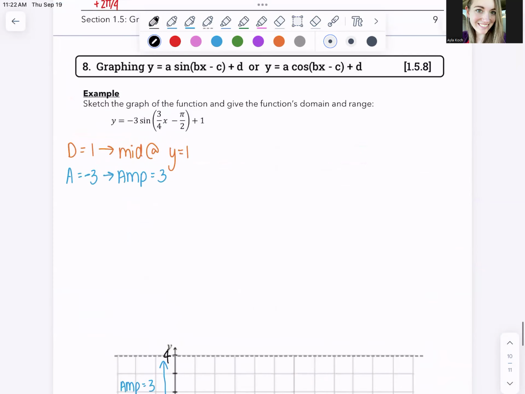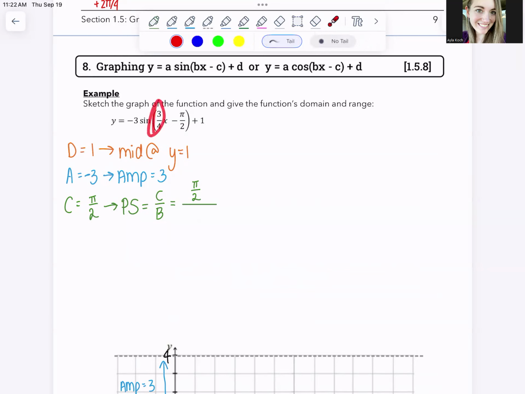Okay. C is the opposite of what you see. It's pi over 2. So it's not negative pi over 2, it's pi over 2. And your phase shift is equal to C divided by B. So this is pi over 2 divided by B, which is 3/4.